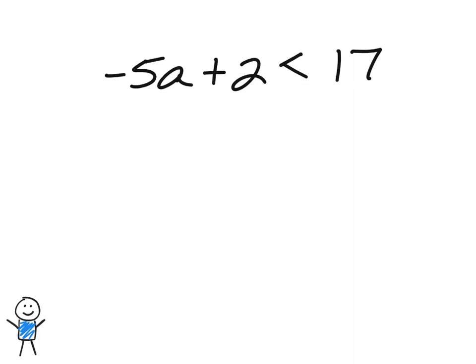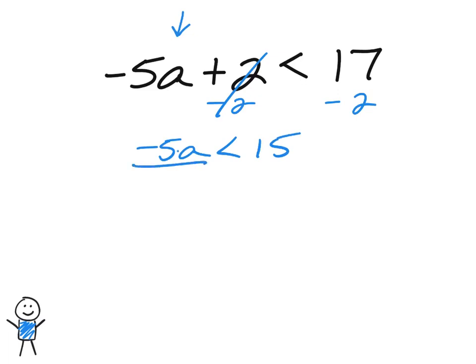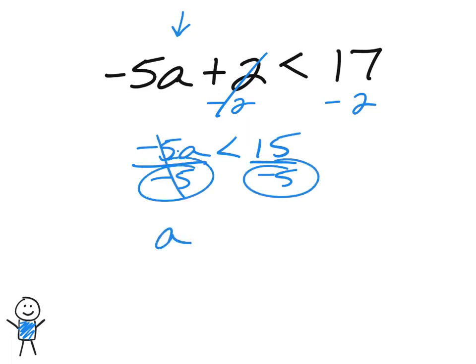Last example to review is negative 5a plus 2 is less than 17. We need to solve this thing for a. So let's get rid of this plus 2 by subtracting 2 from the left, and then I'll subtract 2 from the right, leaving me with negative 5a is less than 15. We need to get rid of this times negative 5 by dividing both sides by negative 5, leaving me with a. Don't forget that because we divided both sides by a negative with inequalities, that means I have to flip my sign. 15 divided by negative 5 is negative 3.